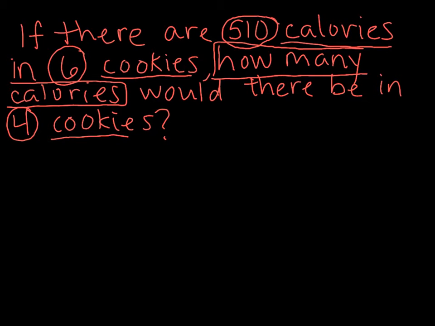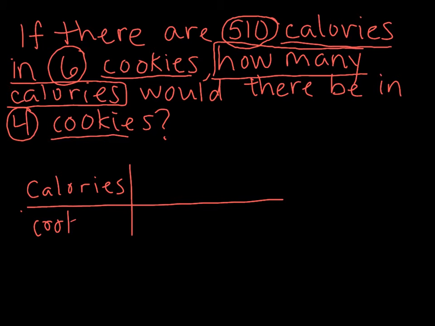Okay, for this problem, we'll make a table because that's what we do for all of our proportion problems. Calories and cookies. I'll set it up. 510 calories goes with 6 cookies. And for this one, I kind of want to figure out the unit rate. How many calories are there in 1 cookie? And then we can use that to figure out how many calories there would be in 4 cookies. So I'll put a 1 in the cookie row, and let's figure out how many calories would go with that.